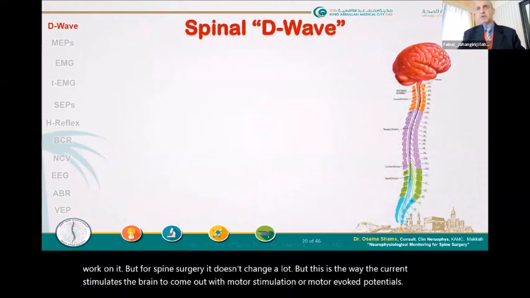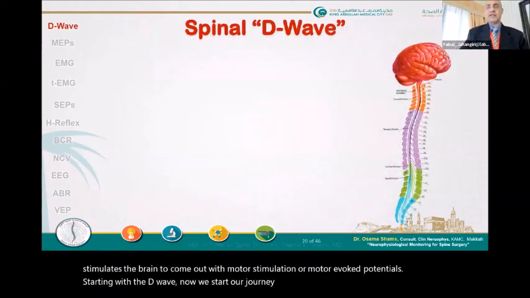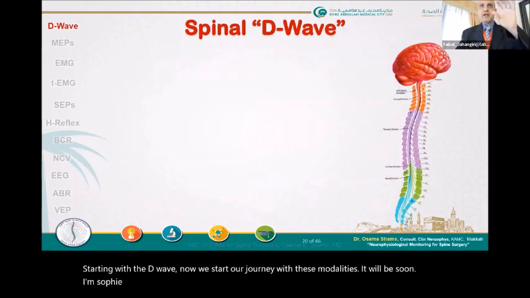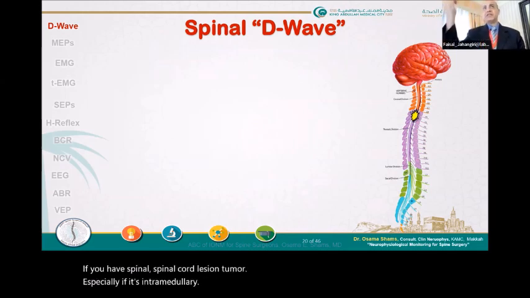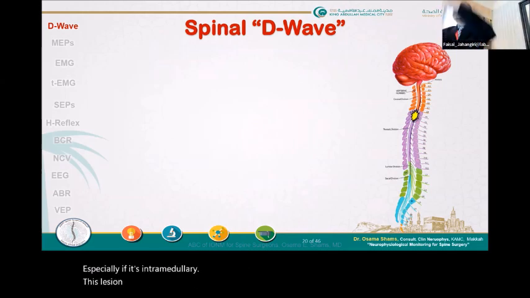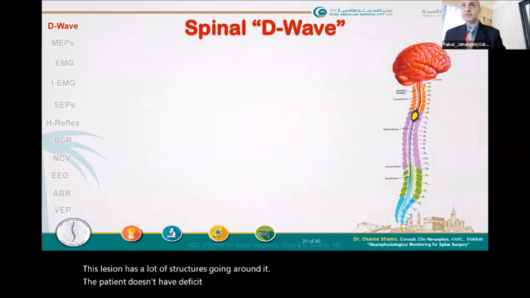Starting with the D-wave. Now we'll start our journey with these modalities. It will be so unsophisticated, mainly focusing on the practical point for the surgeon. If you have spinal lesion, spinal cord region, tumor, especially if it's intramedullary, this lesion has a lot of structures going around it. The patient doesn't have deficit. He doesn't have motor weakness.